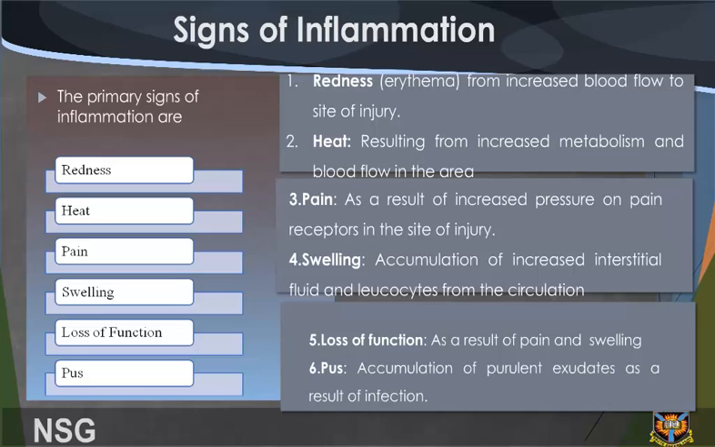4. Swelling, accumulation of increased interstitial fluid and leukocytes from the circulation. 5. Loss of function, as a result of pain and swelling. 6. Pus, accumulation of purulent exudates as a result of infection.